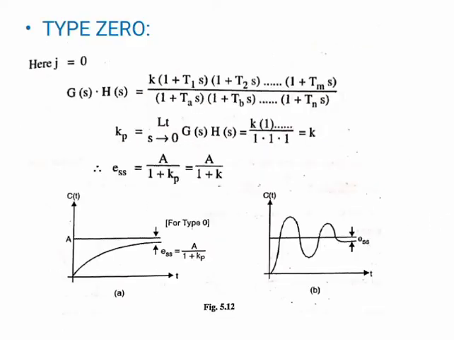First, consider the type 0 systems. That means j, s raised to 0, is equal to 1. So this is the standard form of the transfer function for type 0 systems. Then Kp equal to limit s tends to 0 of G(s)H(s). If we put the value of s equal to 0 in this transfer function, it is K(1 plus T1 into 0)(1 plus T2 into 0), and so on, divided by (1 plus 0)(1 plus 0)(1 plus 0). It is 1, 1, 1, so it is only K.